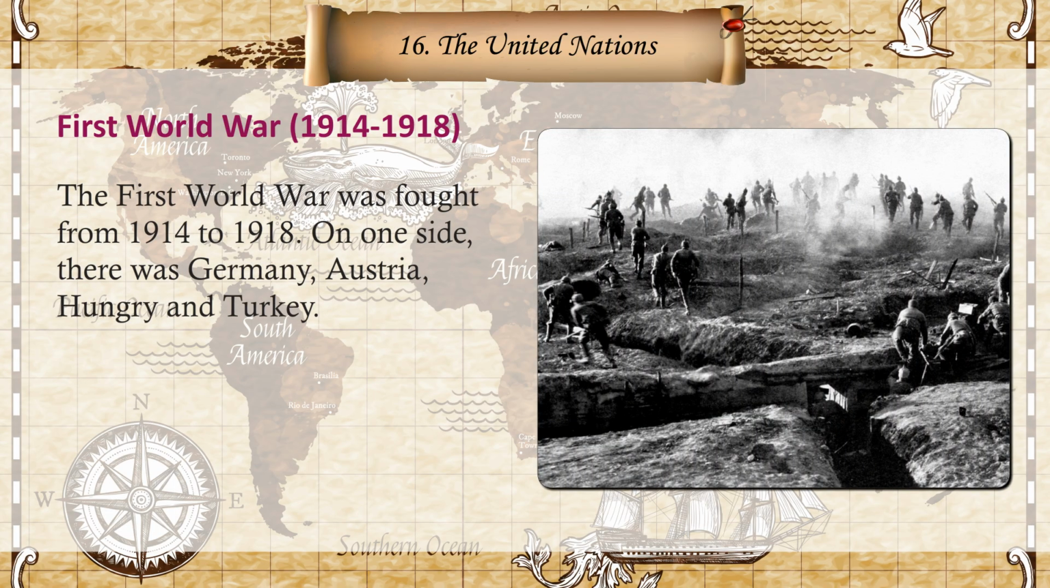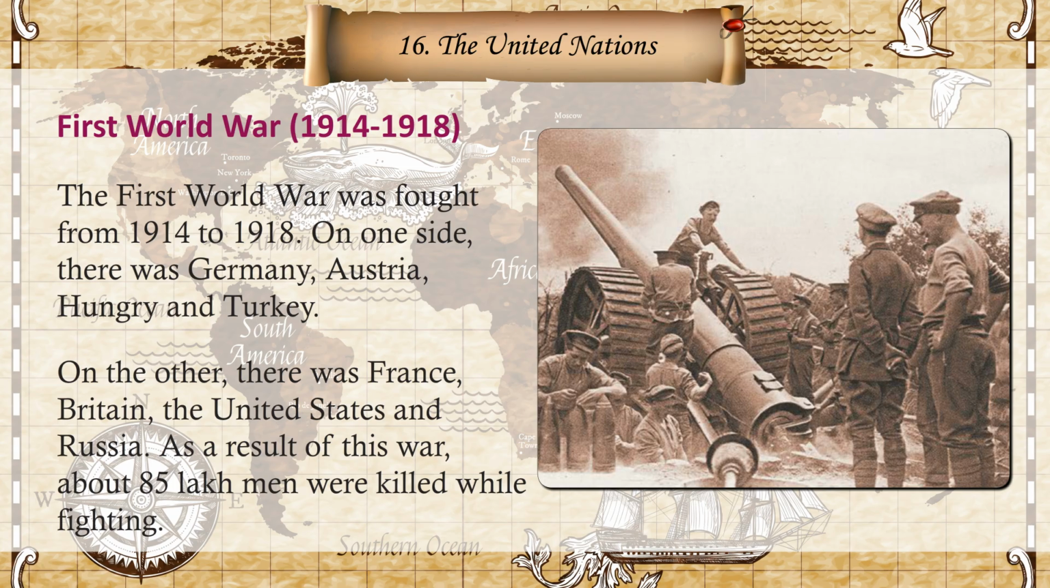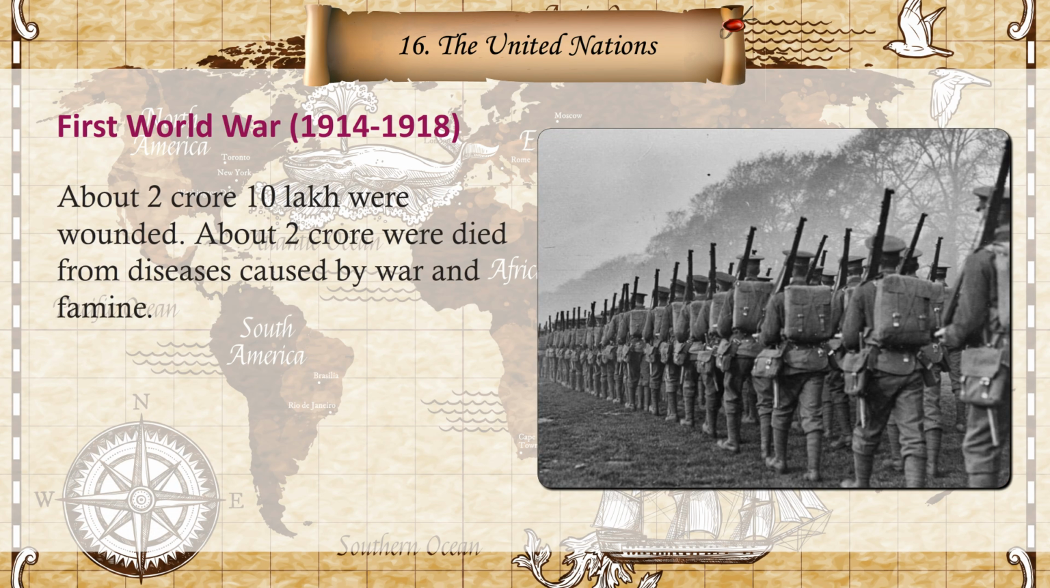First World War, 1914 to 1918. The First World War was fought from 1914 to 1918. On one side there was Germany, Austria, Hungary and Turkey. On the other there was France, Britain, the United States and Russia. As a result of this war, about 85 lakh men were killed while fighting. About 2 crore 10 lakh were wounded. About 2 crore died from diseases caused by war and famine.